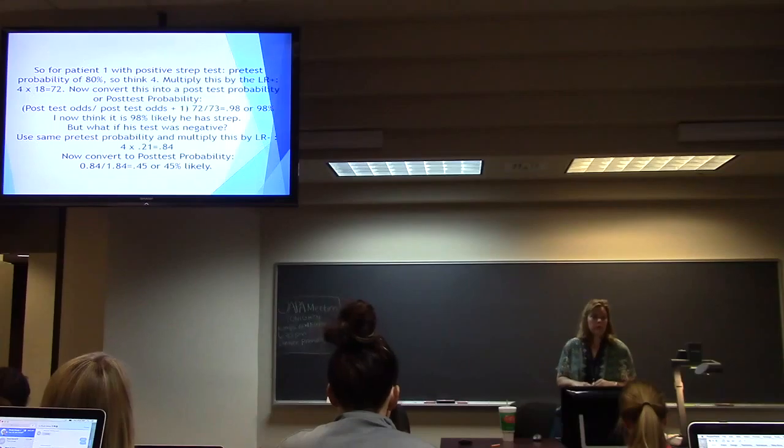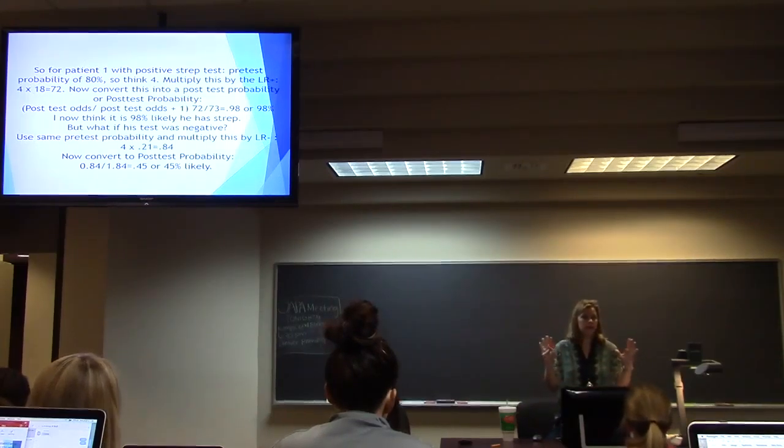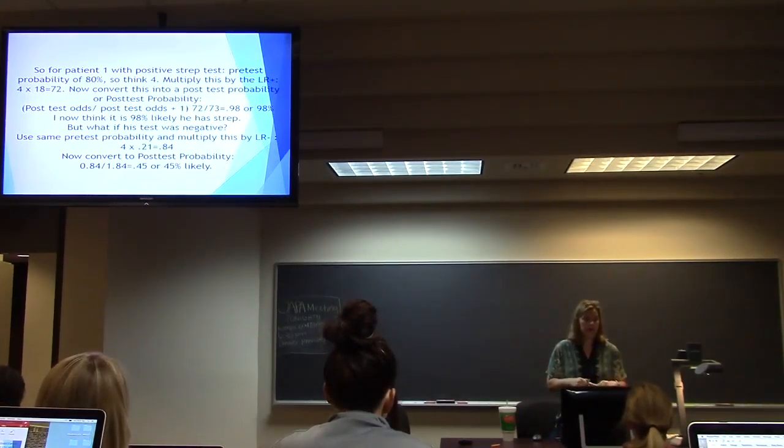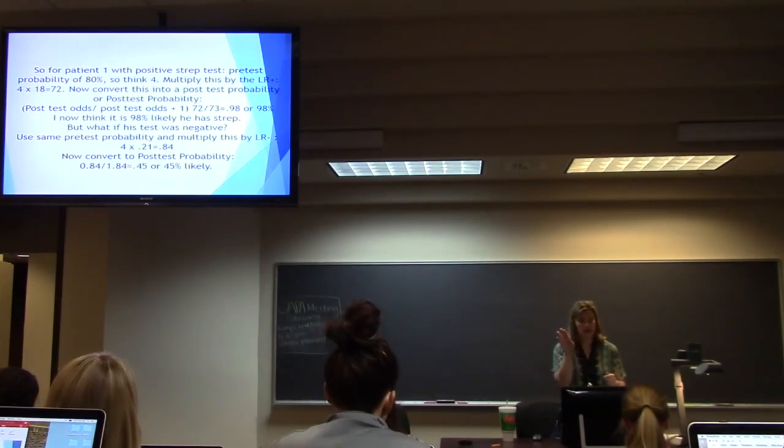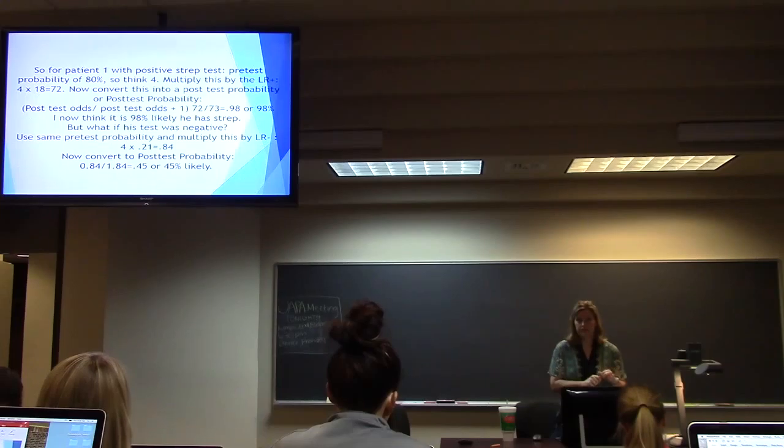All right, so now let's work through our example. So for patient number 1, that's the guy who had everything pointing towards strep. I thought he had a probability of about 80%. So think 4, right? That's the conversion to a pretest odds. You multiply that by the positive likelihood ratio if he has a positive test. In this scenario, patient 1 had a positive test. So that's 4 times 18, which equals 72.